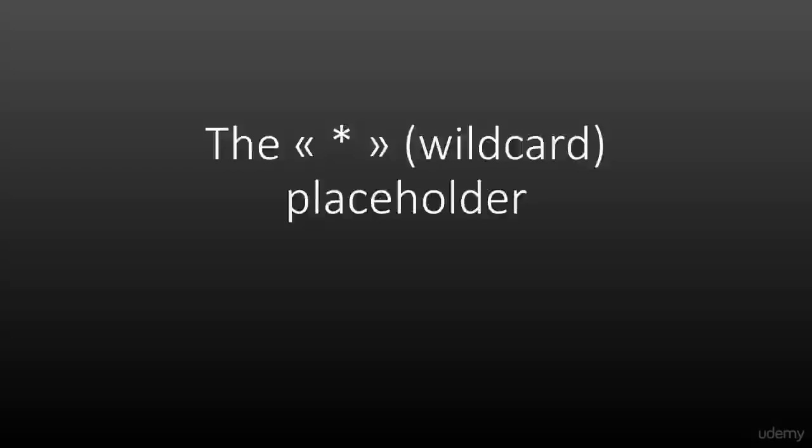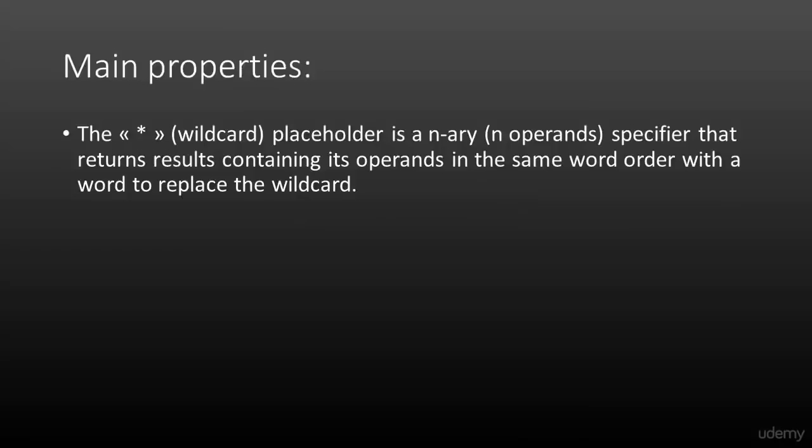Welcome to the section on the wildcard. The wildcard is a placeholder that can take any number of operands. What it does is that it will return results that contain all the operands and something to replace the wildcard. What it tells Google is that you already know some of the information and that what is important to you is the structure.